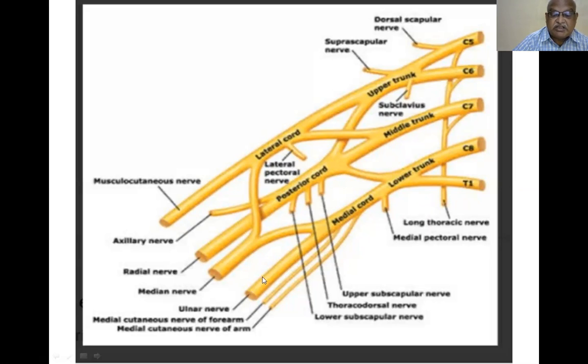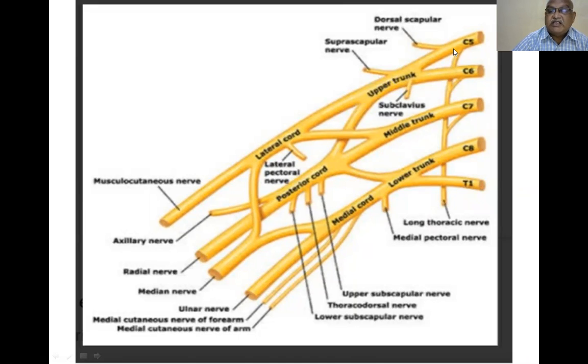Ulnar nerve is continuous, and again, medial cutaneous nerve of the forearm and medial cutaneous nerve of the arm arise from the medial cord. So, medial cutaneous nerve of the arm, number one, medial cutaneous nerve of the forearm, number two, and ulnar nerve is nothing but a continuation of the medial cord. So, these are all the nerves arising from the cords of the brachial plexus.